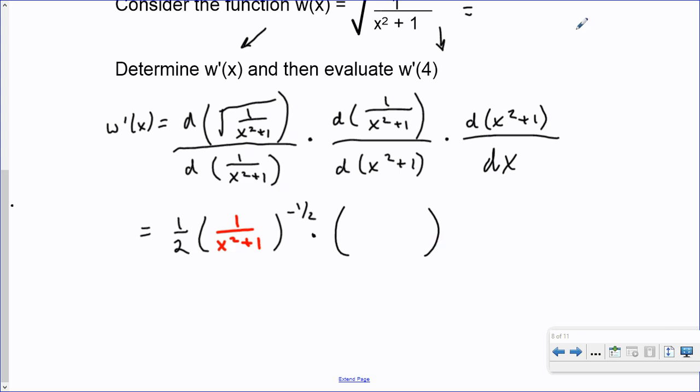Okay, so a reciprocal function is x to the negative 1. So the derivative is x to the negative 2. So it's going to be negative 1 to the negative 2, and in here goes x squared plus 1. And now I've got to take the derivative of x squared plus 1, which is 2x. Okay, I think we've got that. Have we got that? Whoa, that's a lot.